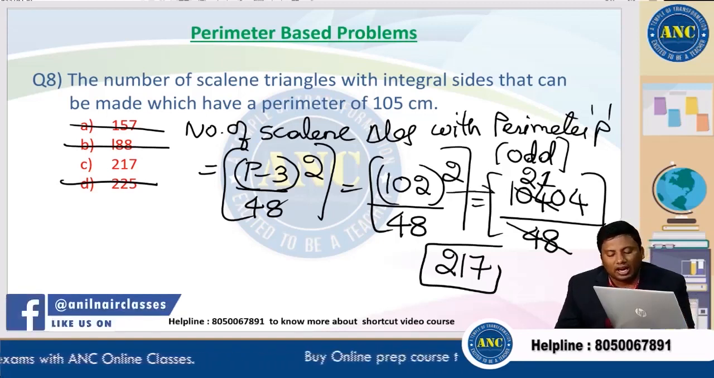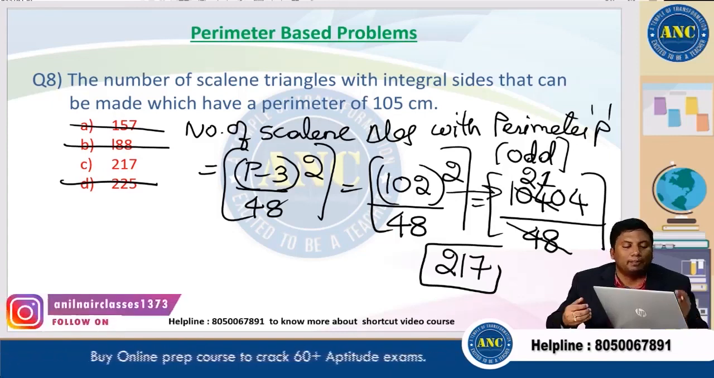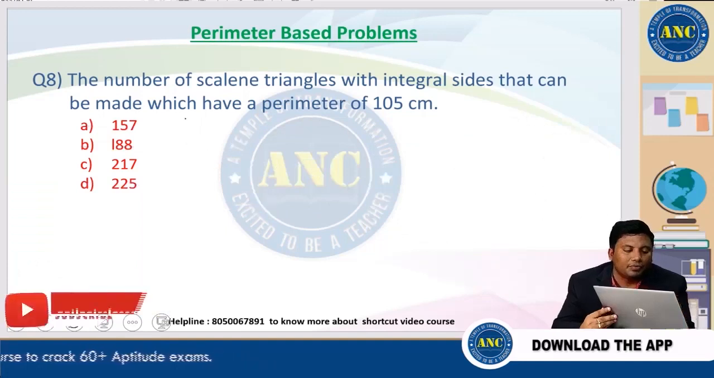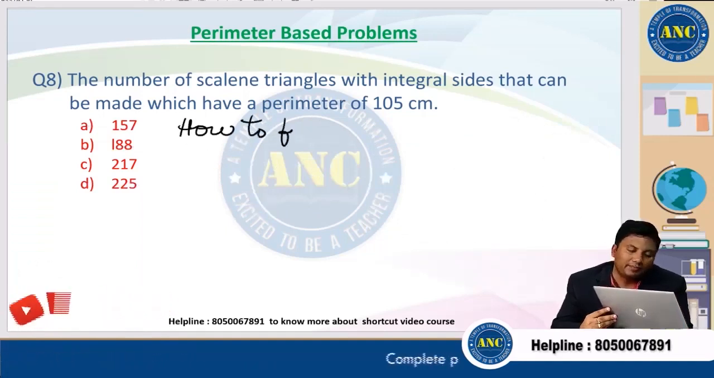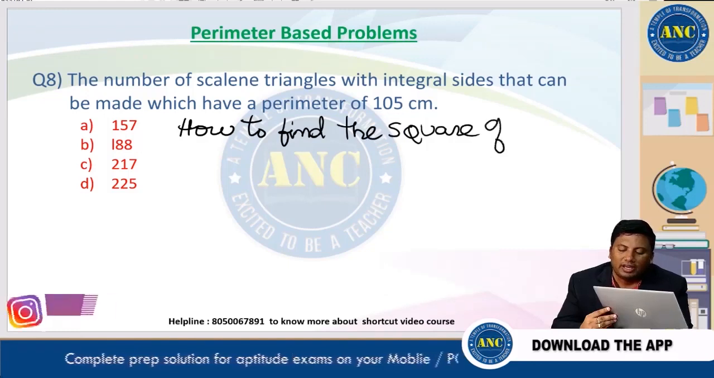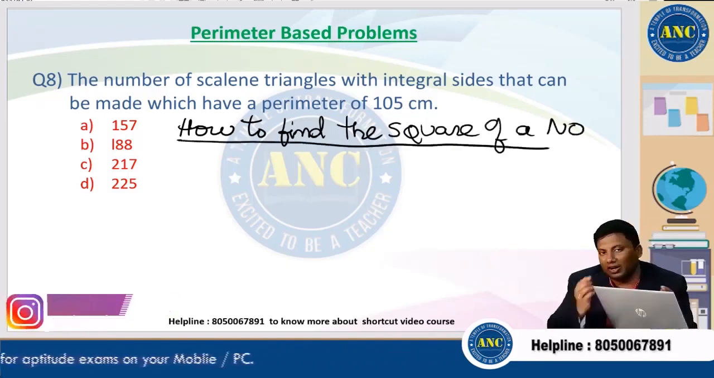How did I get 102 whole square as 10404 directly? Please write down the logic. Students who are not comfortable with the square of a number, how to find the square of a number? Directly, two questions are enough. It will be very easy for you. How to find the square of a number?